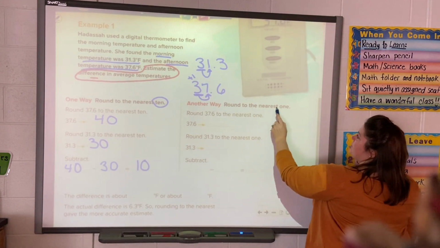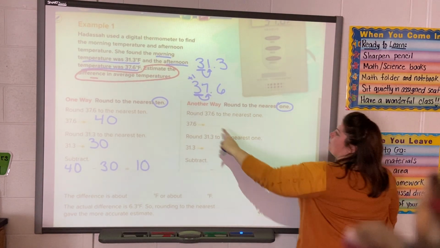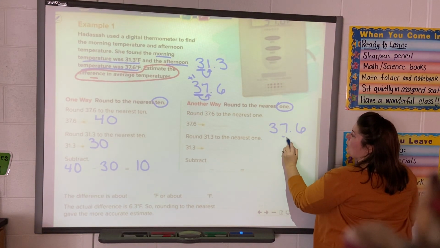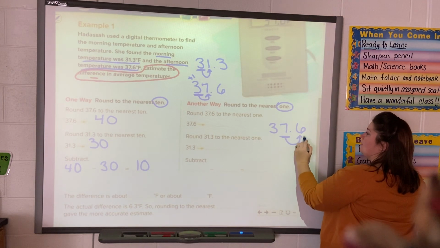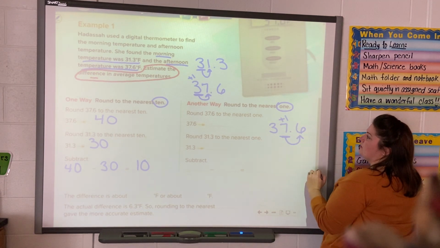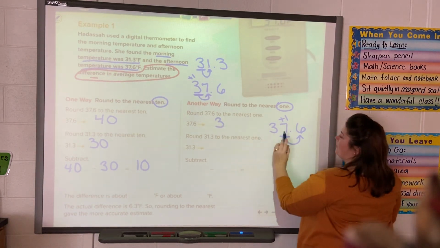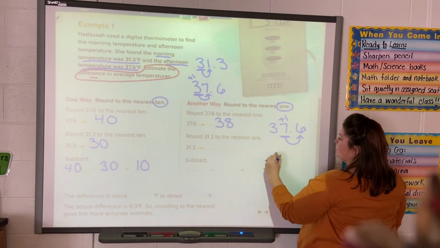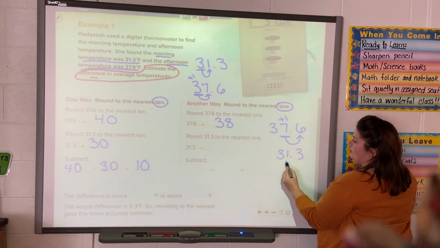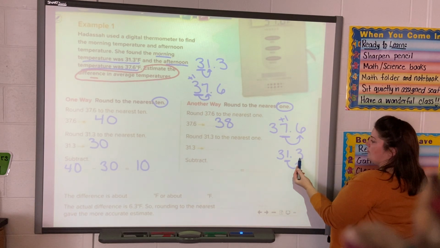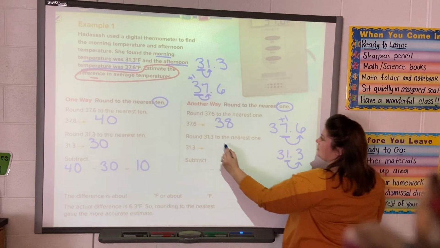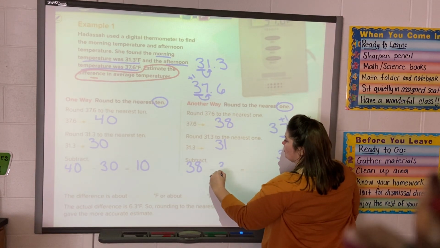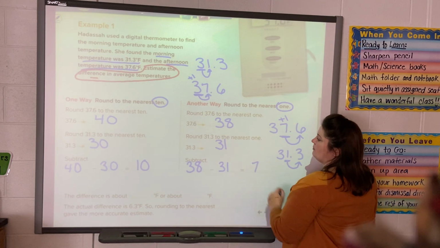Let's try it another way. Let's round to the nearest ones place. So I'm going to start with 37 and 6/10. Underline my ones place, look to the neighbor, 5 and above, give it a shove. I keep the 3. I increase the 7 to an 8. Now let's do 31 and 3/10. My ones place, 4 and below, let it go. So I'm keeping this at 31. If I subtract 38 minus 31, I get 7.